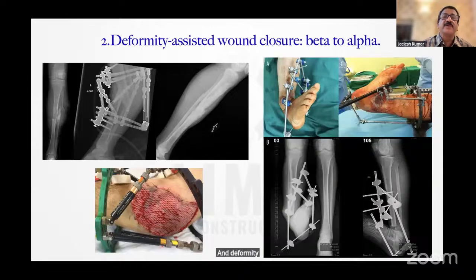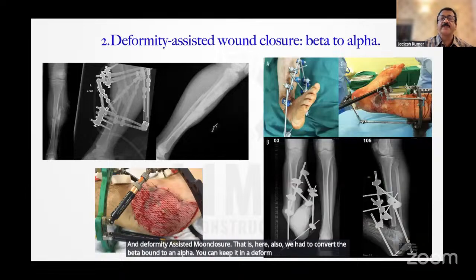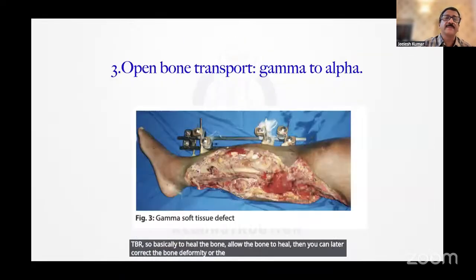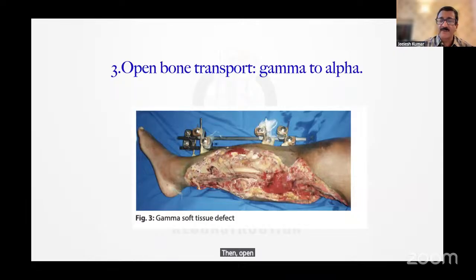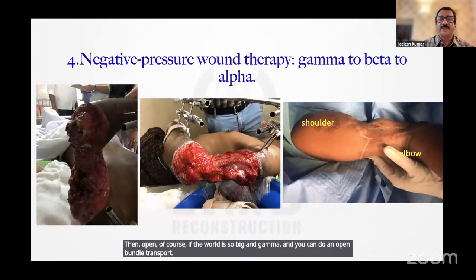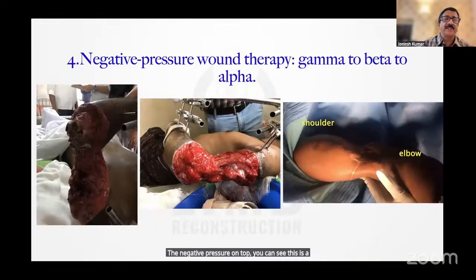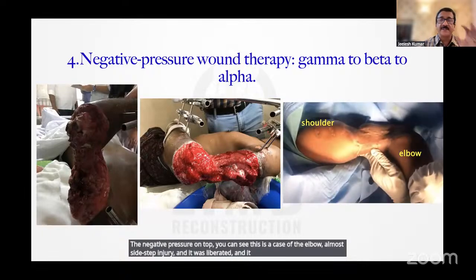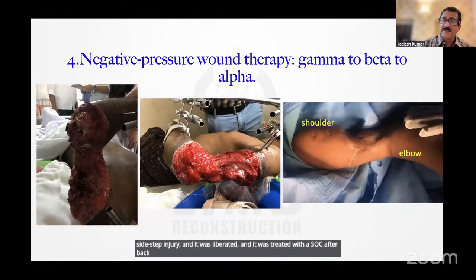And deformity assisted wound closure. That is, here also we have to convert the beta wound to an alpha. You can keep the limb in a deformed position. Sometimes you have to keep an equinus or calcaneus position if the wound is at the ankle, or any varus or valgus if it's in the tibia. So basically allow the wound to heal, then you can later correct the bone deformity or the bone defect. Then of course, if the wound is so big and gamma, you can do an open bone transport. The negative pressure wound therapy: you can see this is a case of the elbow, almost a sidestep injury, and it was debrided and treated with an STSG after VAC application. Then transport was done.